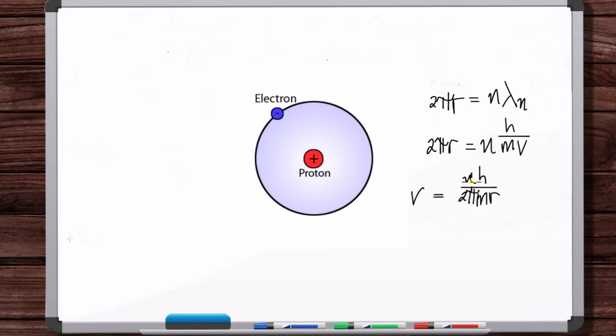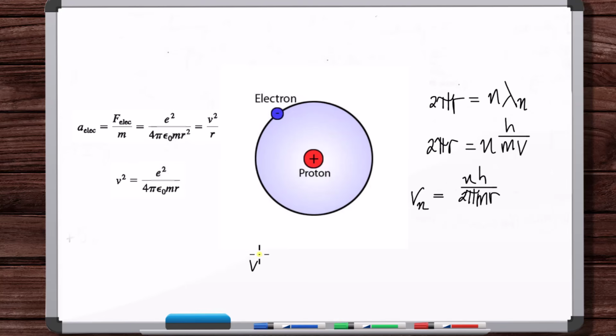here's the velocity, but it depends on the n. Okay, but we also have this constraint on the velocity and the radius. So if you square this equation to get v squared, you can equate v squared here and v squared here.